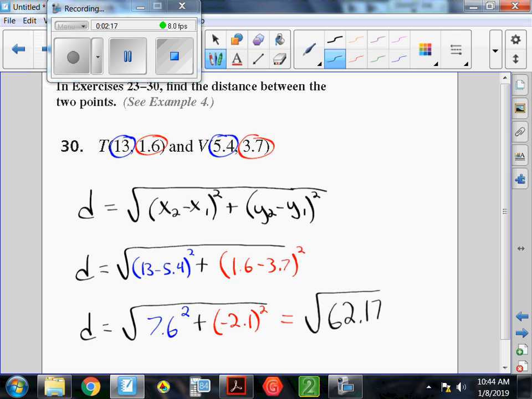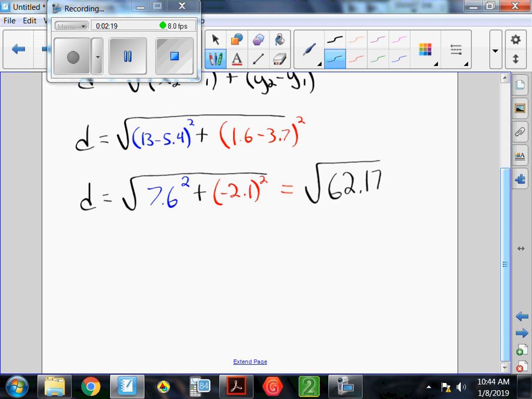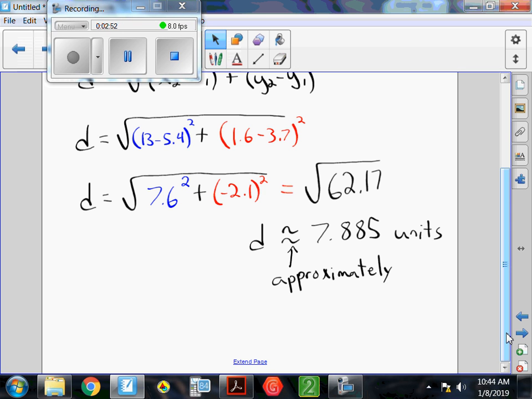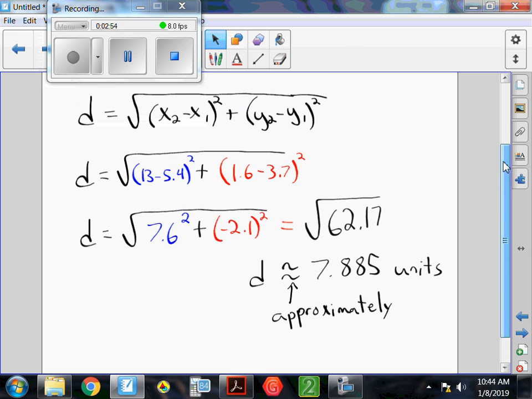We're not going to try to simplify decimals underneath the radical, so we're just going to get an approximate answer here. Square root of 62.17 in my calculator gives me 7.884795, and then it keeps going. So we're going to say 7.885 units as my distance. So distance is approximately, this funny symbol means approximately, instead of exactly, 7.885 units.